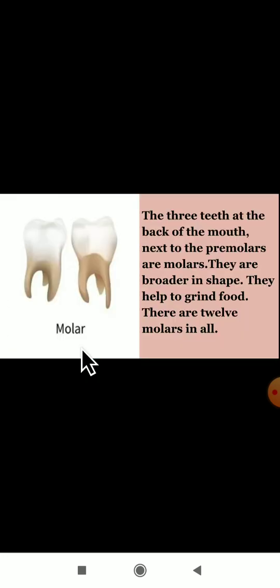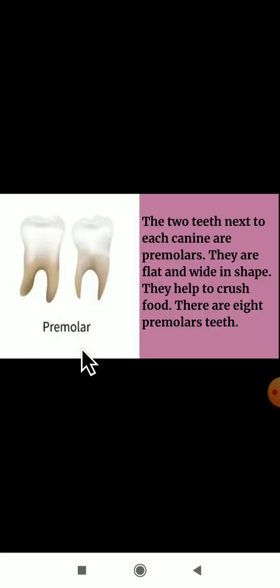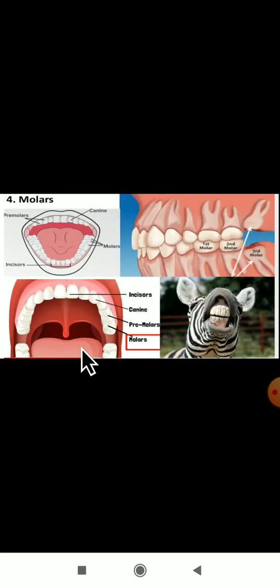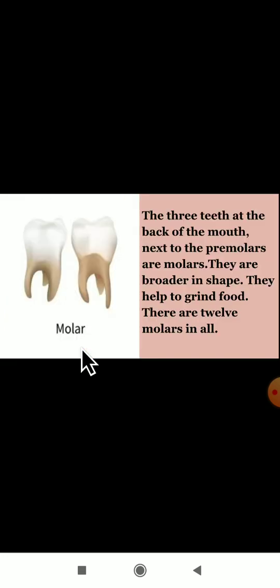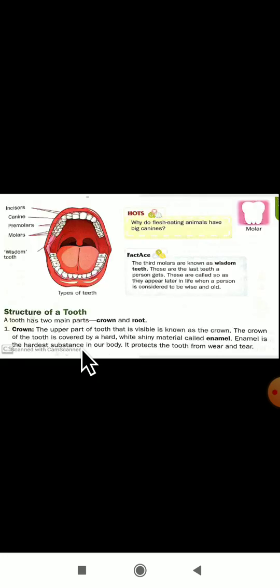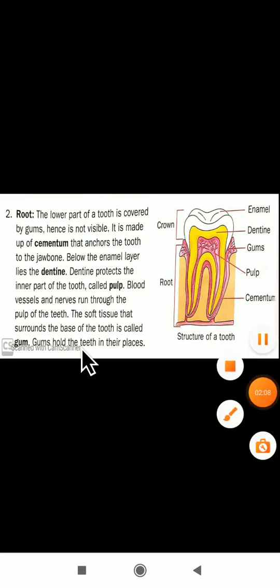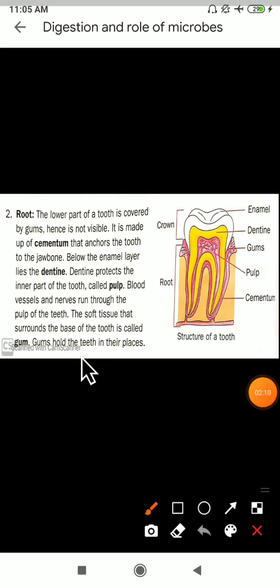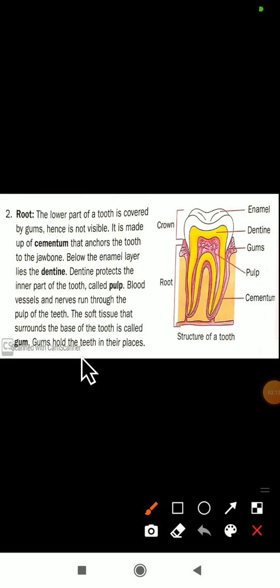Next one is the molars. We have a total of 12 molars and 8 premolars. Remember, 8 premolars, 12 molars. These molars are broad in shape and they grind the food. Next we discussed the structure of tooth. The tooth has mainly 2 parts. First one is the crown part, next one is the root part.